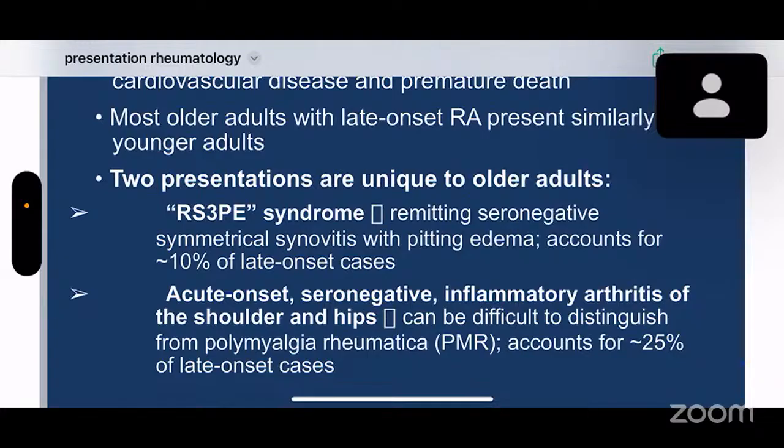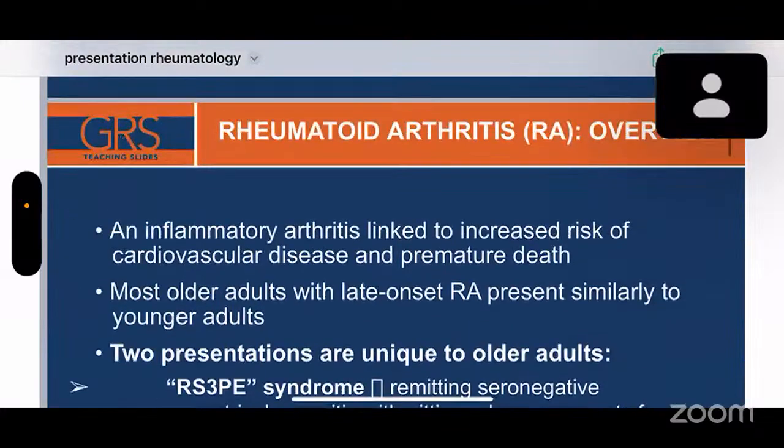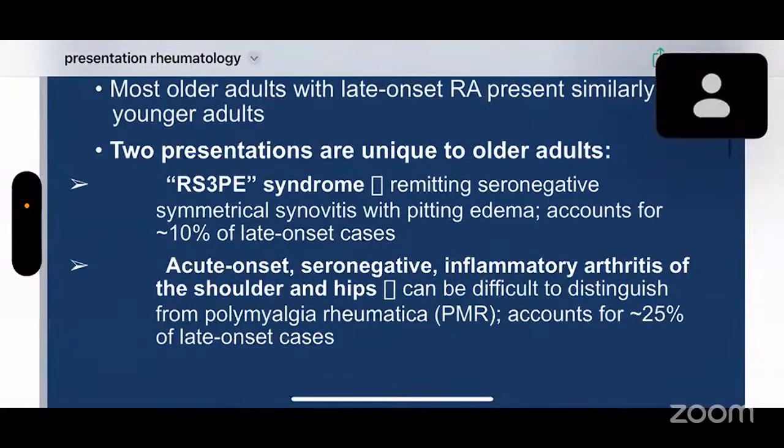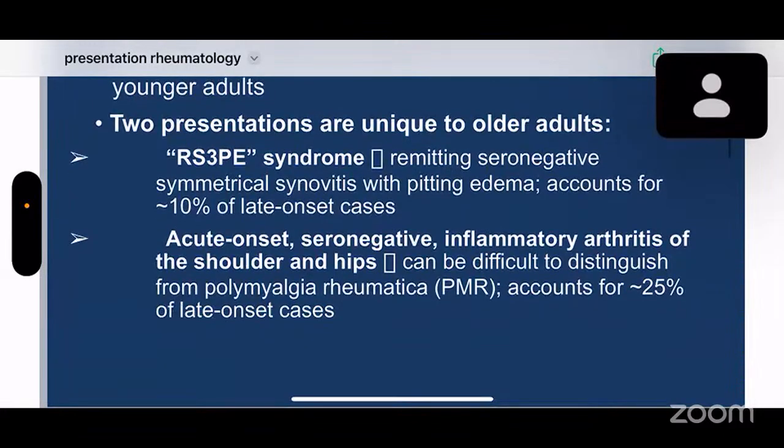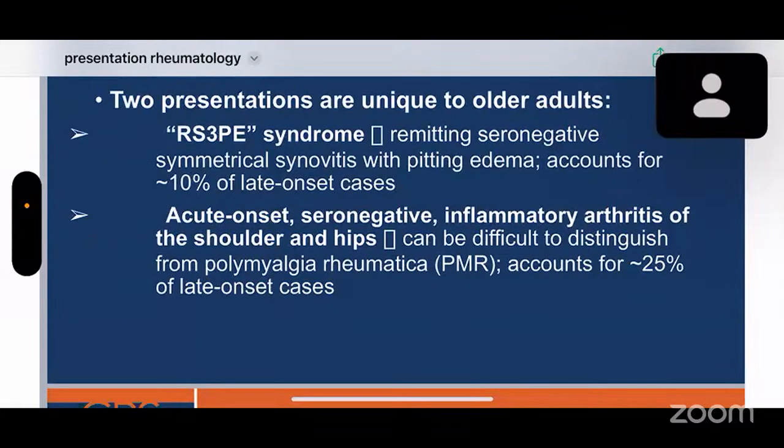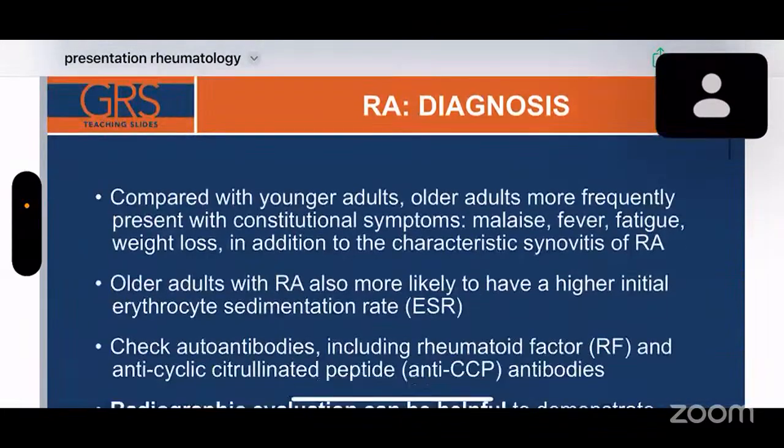Okay, sorry for the interruption. So now I will proceed with rheumatoid arthritis. As we know, there are two presentations unique to older adults. We talked about RS3PE syndrome, remitting seronegative symmetrical synovitis with pitting edema, which accounts for 10% of late-onset cases. The second one is acute onset seronegative inflammatory arthritis of polymyalgia rheumatica, which accounts for 25% of late-onset cases.